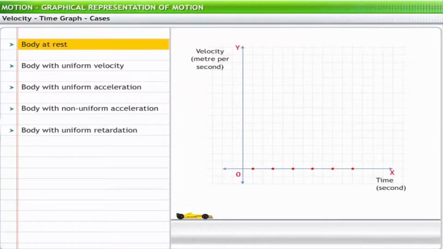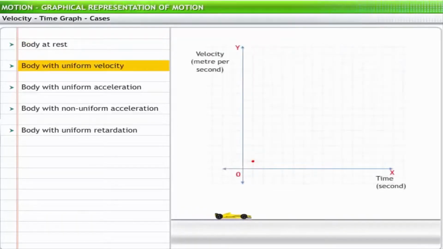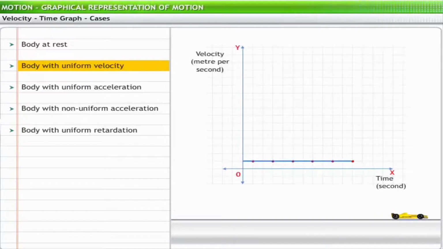A velocity time graph plotted for a body at rest displays a straight line along the x-axis. When a body moves with uniform velocity, there is no change in the velocity with respect to time. Therefore, the velocity time graph for a body with uniform velocity will be a straight line parallel to the x-axis. The point where the line intercepts the y-axis shows the magnitude of the uniform velocity of the body.